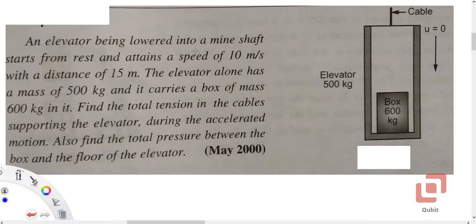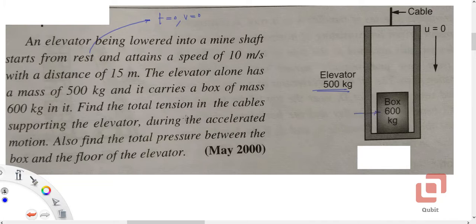An elevator being lowered into a mine shaft starts from rest. Starts from rest means t is equal to 0, v is equal to 0, and attains a speed of 10 meters per second with a distance of 15 meters. The elevator alone has a mass of 500 kg and it carries a box of mass 600 kg in it.